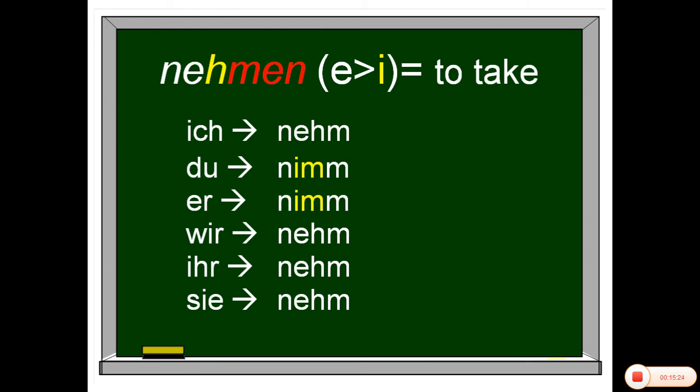Name and changes a little more, where we omit H also, because NIH, the combination doesn't exist in German. So, nimmst. Okay? Ich nehme, du nimmst, er nimmt, wir nehmen, ihr nehmt, sie and Sie nehmen. Okay.